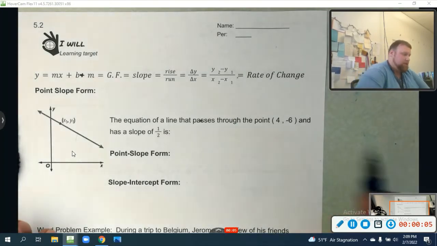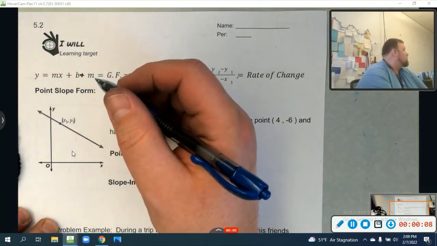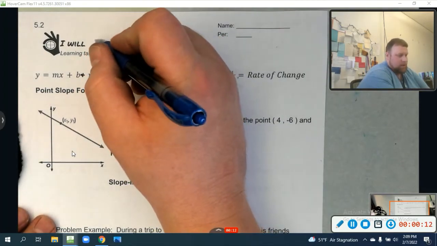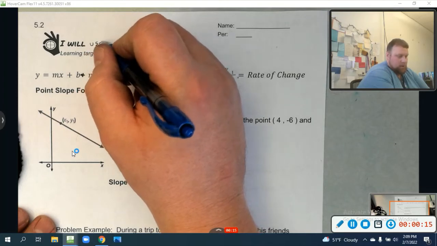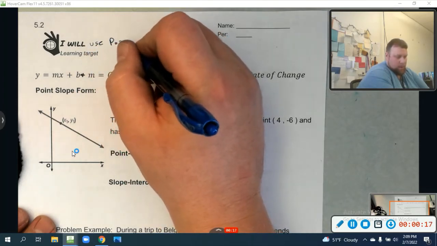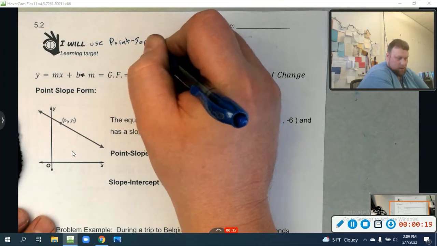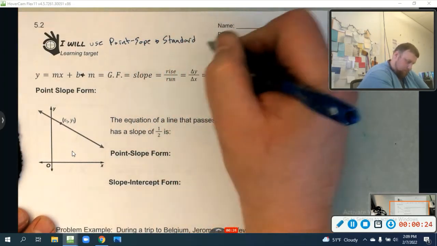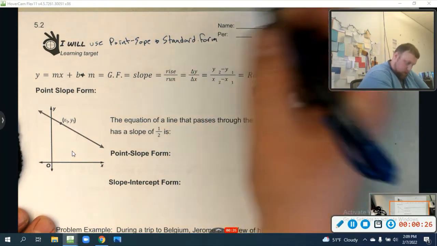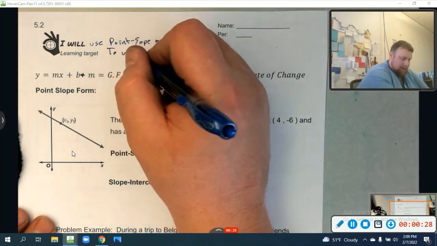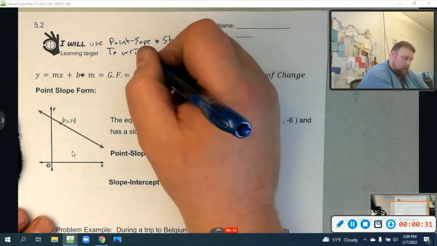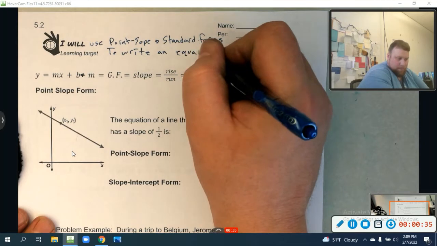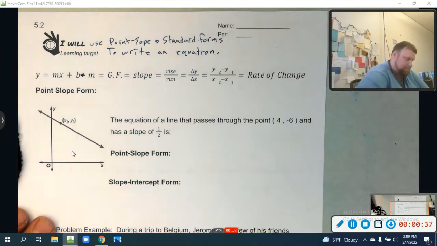This is 5.2, and the learning target is: I will use point slope and standard forms to write an equation. Boom. It's good stuff today.